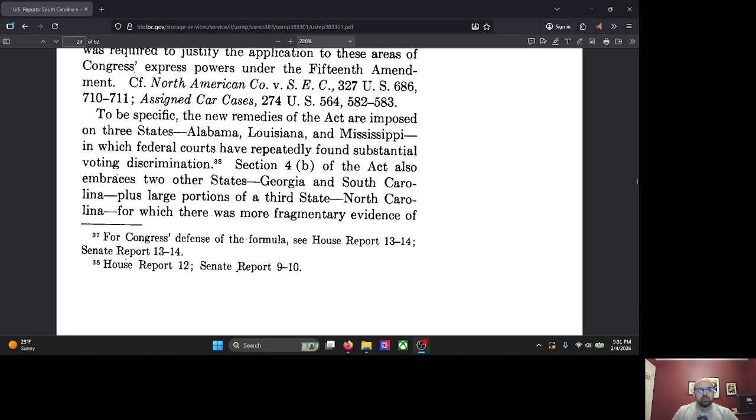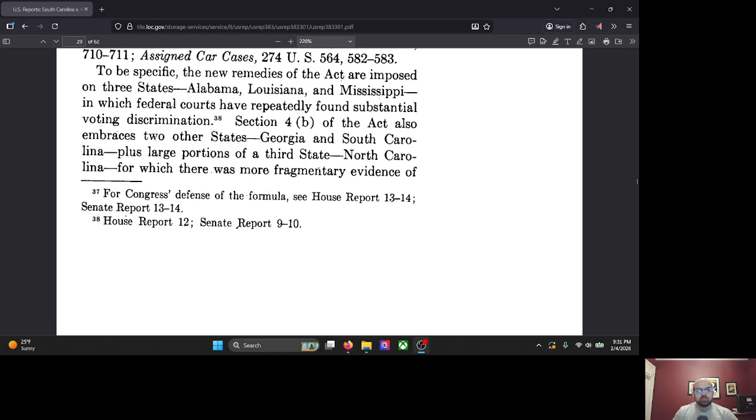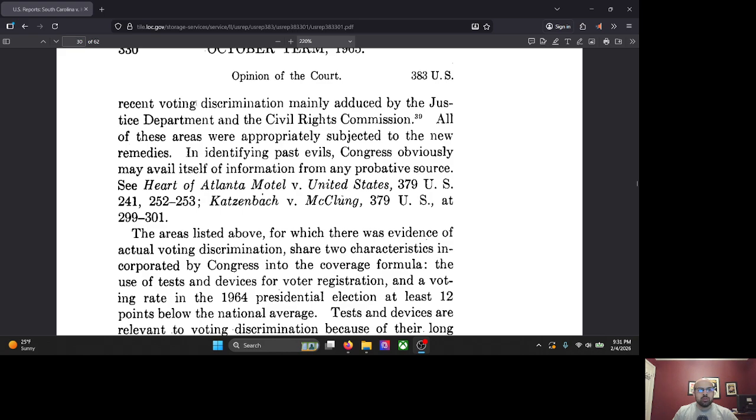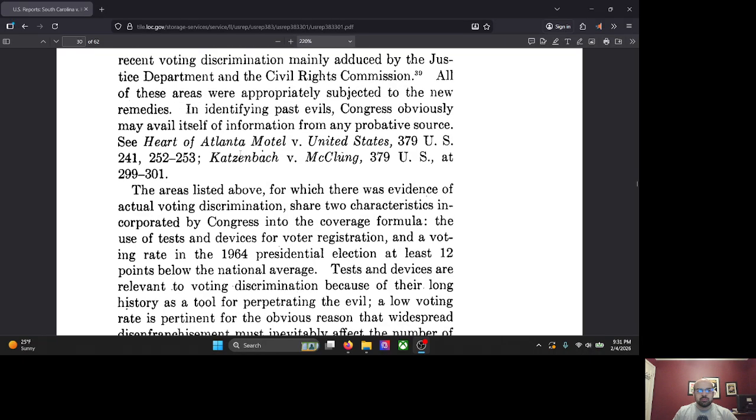To be specific, the new remedies of the Act are imposed on 3 states, Alabama, Louisiana, and Mississippi, in which federal courts have repeatedly found substantial voting discrimination. Section 4b of the Act also embraces 2 other states, Georgia and South Carolina, plus large portions of a 3rd state, North Carolina, for which there was more fragmentary evidence of recent voting discrimination, mainly adduced by the Justice Department and the Civil Rights Commission. All of these areas were appropriately subjected to the new remedies. In identifying past evils, Congress obviously may avail itself of information from any probative sources.